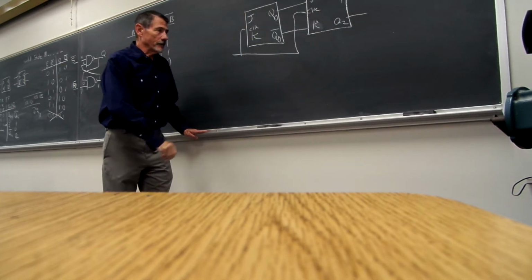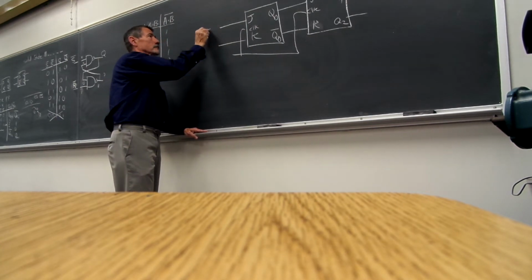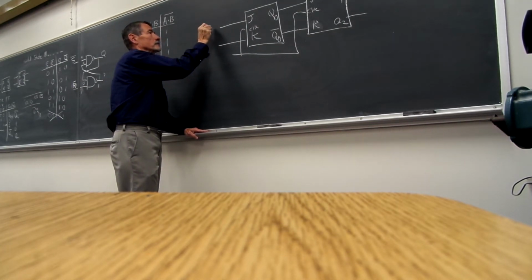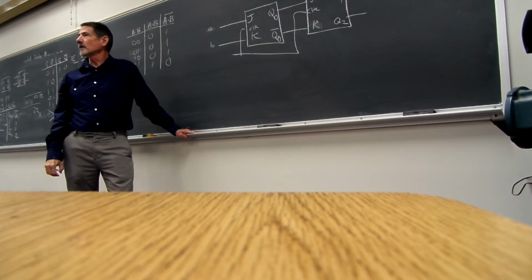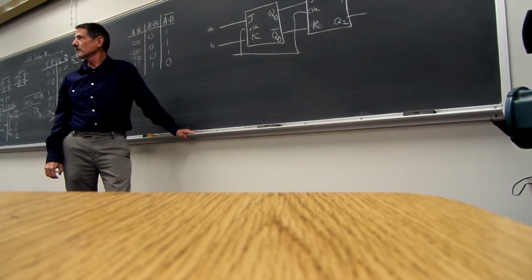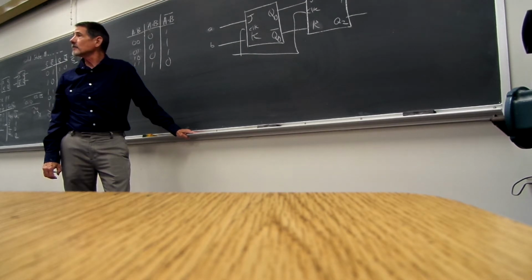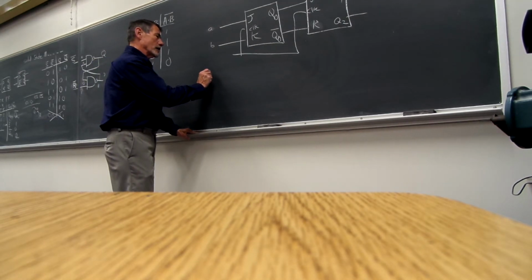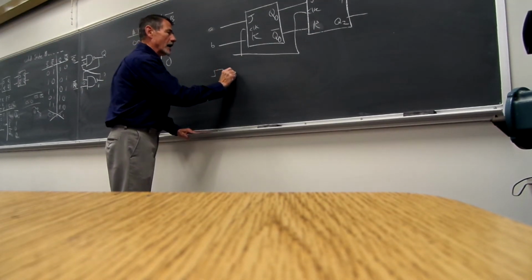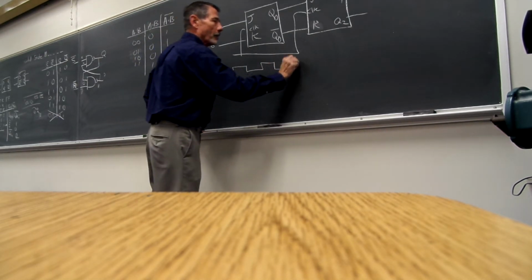Okay, what have you noticed I've done here? How many JKs? 2. What are the inputs to the second one? The outputs from the first one, right? Okay. So do you understand here that I'm going to have to come up with my clocking signal?